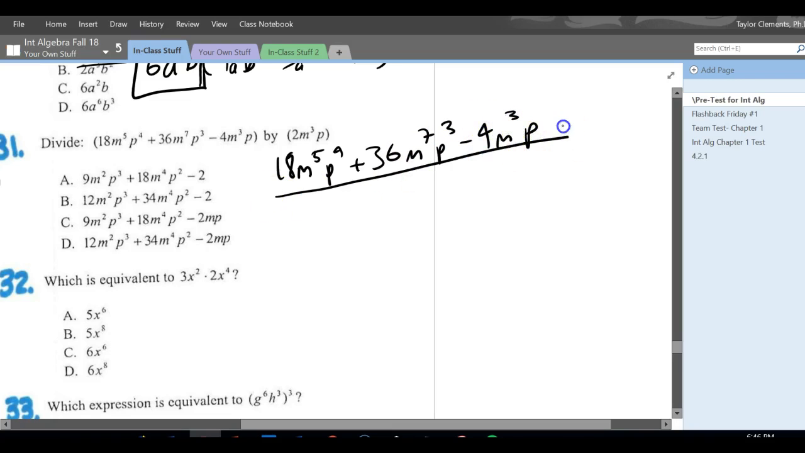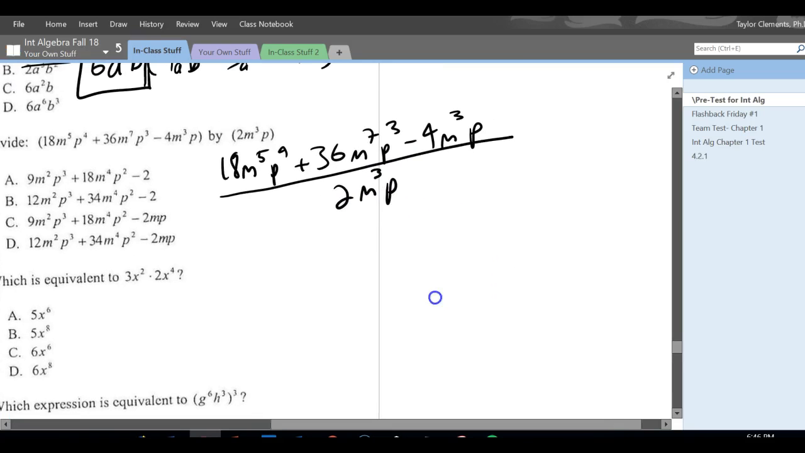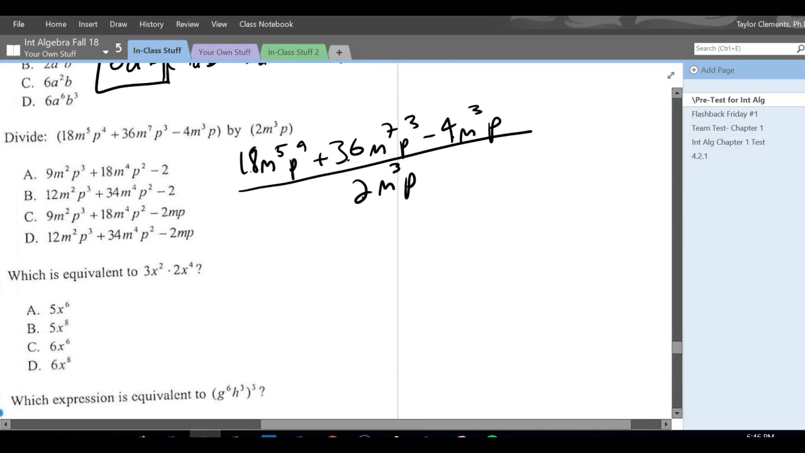4mqp divided by 2m to the third p. All right, let's just check it out here. 18, 36, 4, and 2. If you divided all of them by 2, you'd get 9. Let's see, 36 by 2, that's 18. Put a plus 18 minus 2. Okay, let's get rid of those.